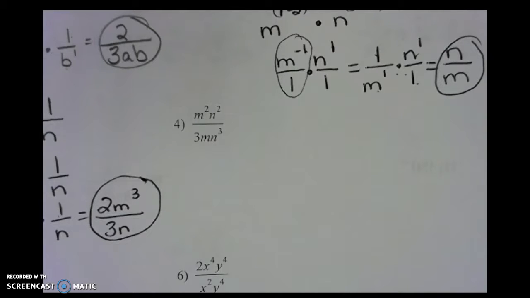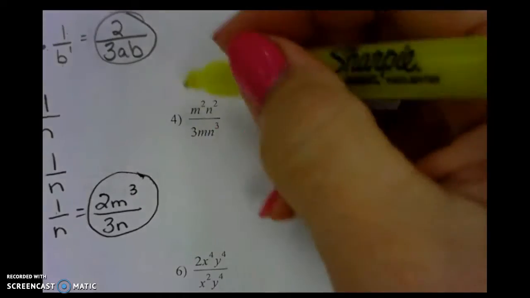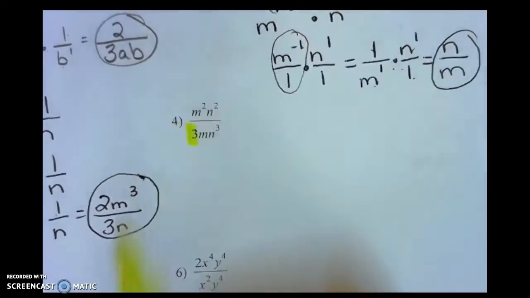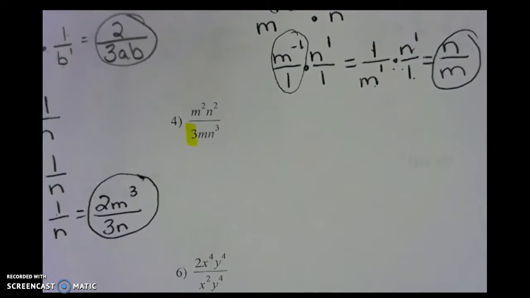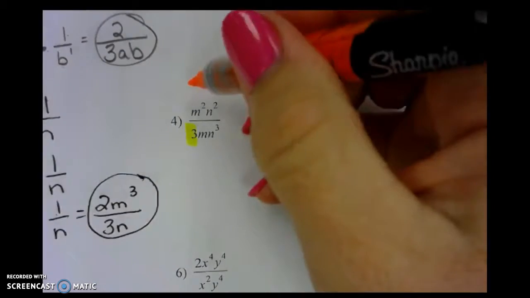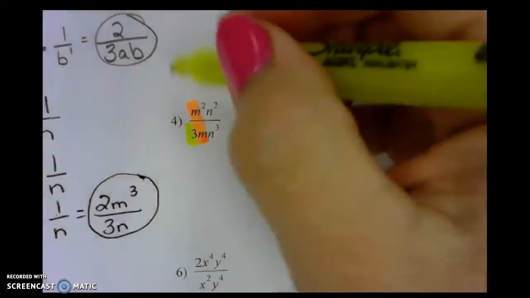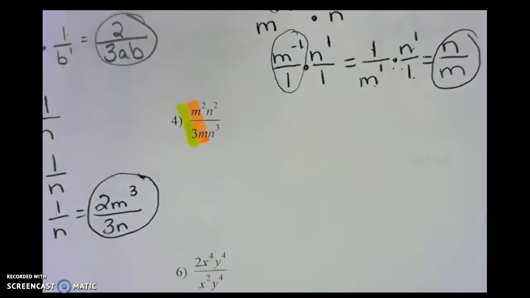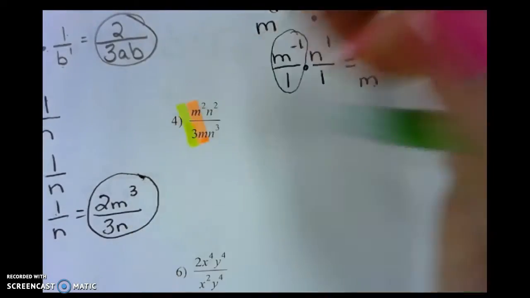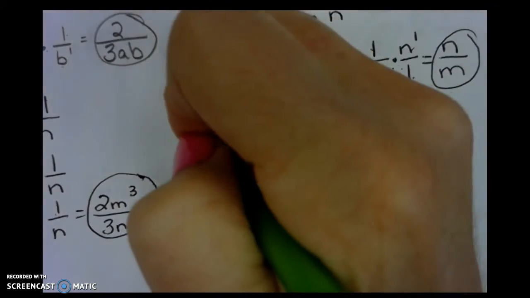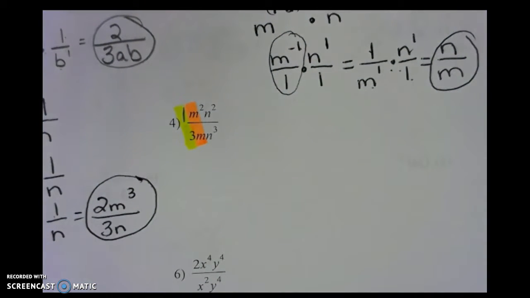So I'm going to go through and mark my like bases. I've got this coefficient 3 that doesn't have anything to go with it in the numerator. What would go in that position as a placeholder? A 1. With multiplication, a 1 carries no value. So you can use a 1 anytime you need a placeholder. So we'll put that 1 there.